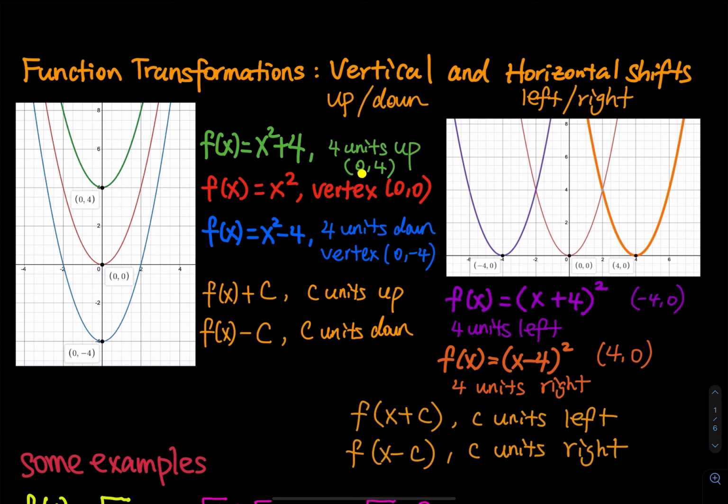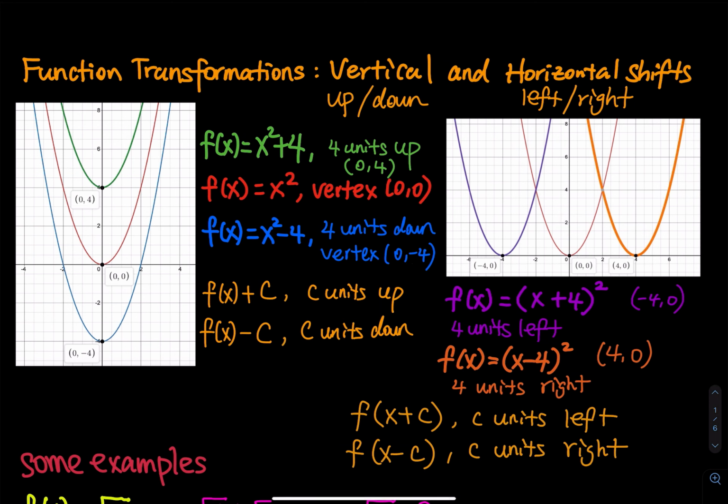So just type this on Desmos. Just keep the x squared, start a next line, type x squared plus 4, and then you will see the parabola immediately. After that, start another line, type x squared minus 4. Of course, you can copy and paste, change the plus 4 to minus 4, and then you can see the parabola will shift 4 units down from 0, 0 to 0, negative 4.